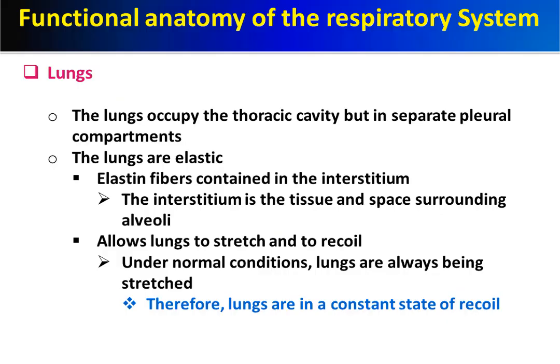So now we have finished with the description of the muscles of breathing, and let's move on and describe another functional component of the respiratory system, which are the lungs. The lungs are located within the thoracic cavity, but in separate pleural sacs. Each lung is surrounded by a pleural sac and is not directly attached to the thoracic cage.